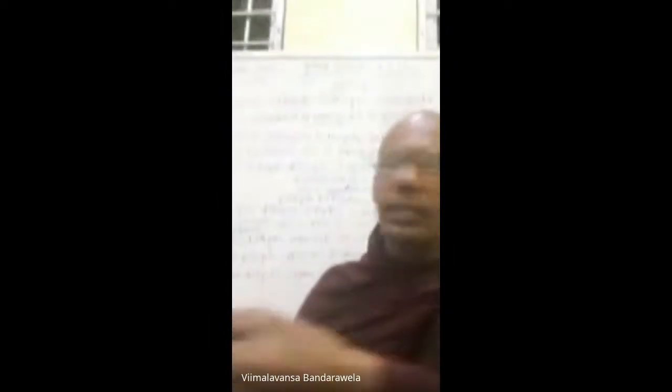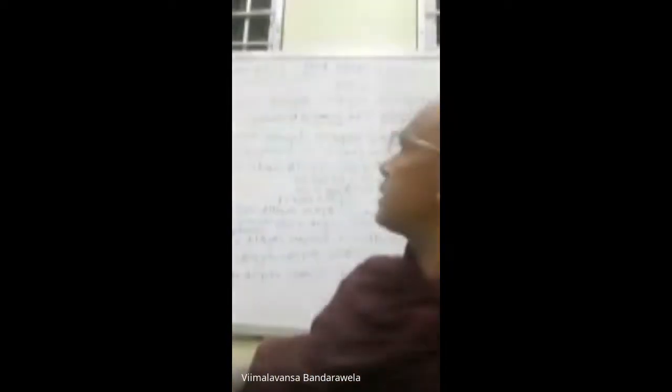Okay, now let's see all the consciousnesses again. Go, again. What is the first consciousness? These are the greed-rooted consciousnesses. The first consciousness is somanasa sahagata. Please go with me. Somanasa sahagata.